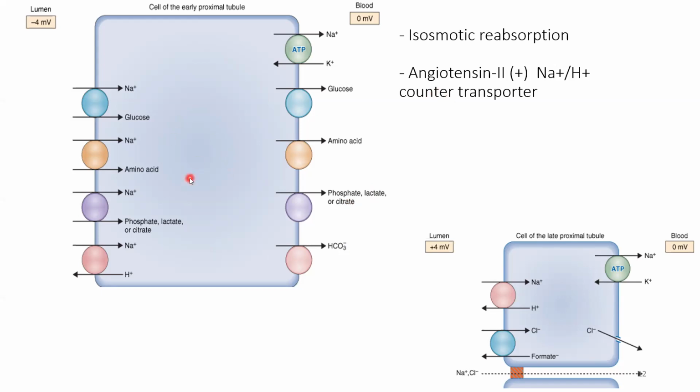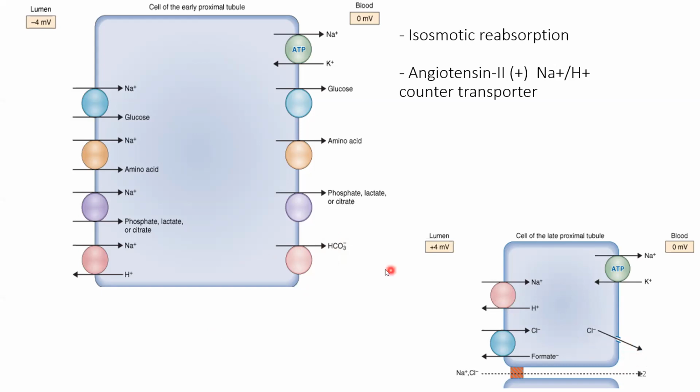One of the main differences, if you can spot it, between these two cells is, look at this cell, look at what is being transported at the apical or the luminal border. Then compare it here. See any difference? Which is the anion being transported within the early cell and then the late cell? Look at this. It's bicarbonate, basically, which is being transported or reabsorbed here, and it's chloride in this case.